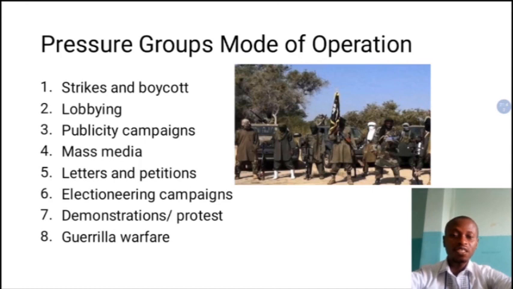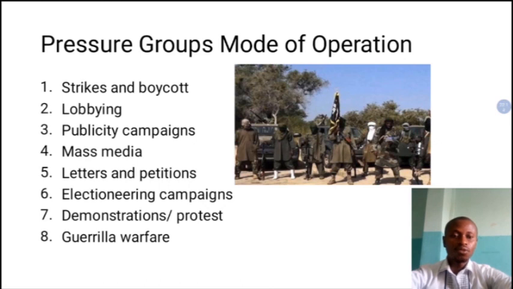Now they can also engage in demonstration, peaceful demonstration, protest, with their placards, moving from one place to another, expressing their need, expressing their interest, expressing their dissatisfaction, what government is doing that they don't like, what they want government to change, and all these things through demonstration, peaceful demonstration. Now we also have guerrilla warfare.